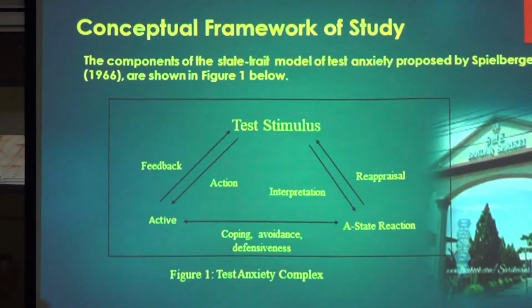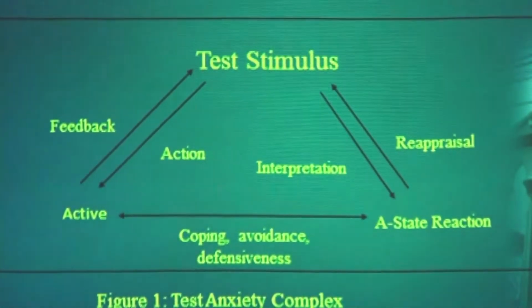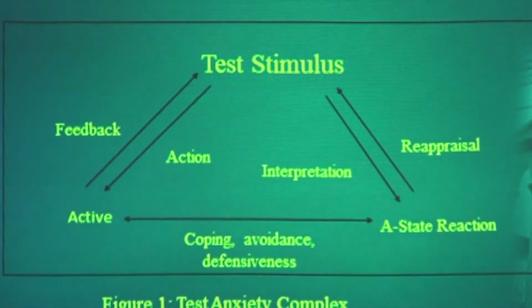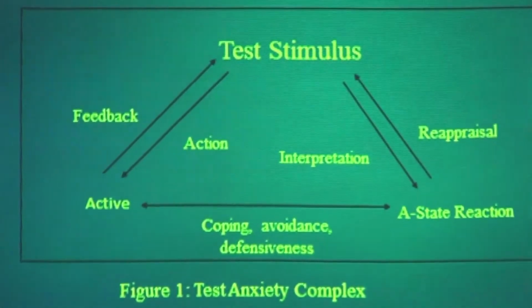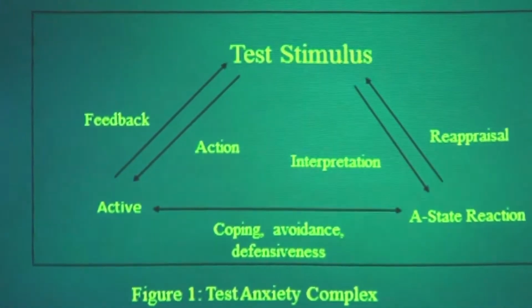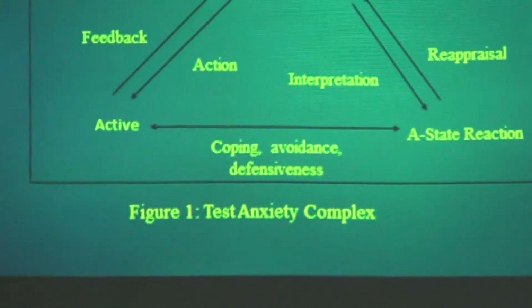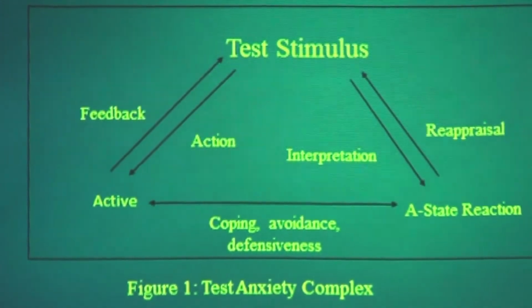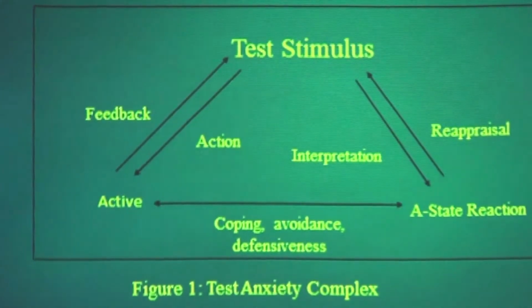So I've got this conceptual framework of study, right? We have the test stimulus, and then we have the A-state reaction. Between that, we have the coping: whether the students are coping with the anxiety, or they are avoiding it, or they have been defensive about the anxiety. Next, we have the active state, then the feedback, and then it goes on. As it goes on, you find that the anxiety level drops if the students are learning to cope with it.